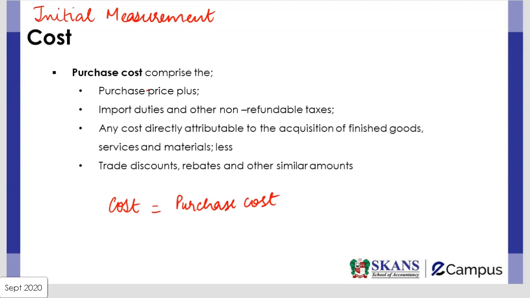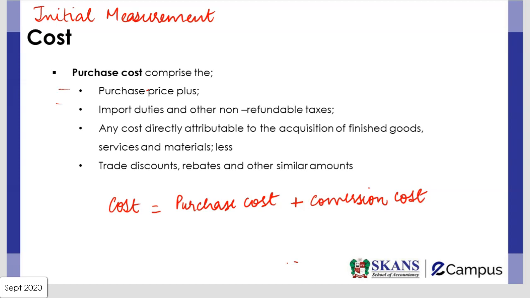But if we are a manufacturing organization and we purchase raw materials and then we convert them into finished goods, then in addition to purchase cost, the conversion cost will also become a part of the cost of asset. So here, we will see what are the items that ultimately become a part of these purchase costs and conversion costs. Purchase cost comprises the purchase price plus any import duties and other non-refundable taxes.